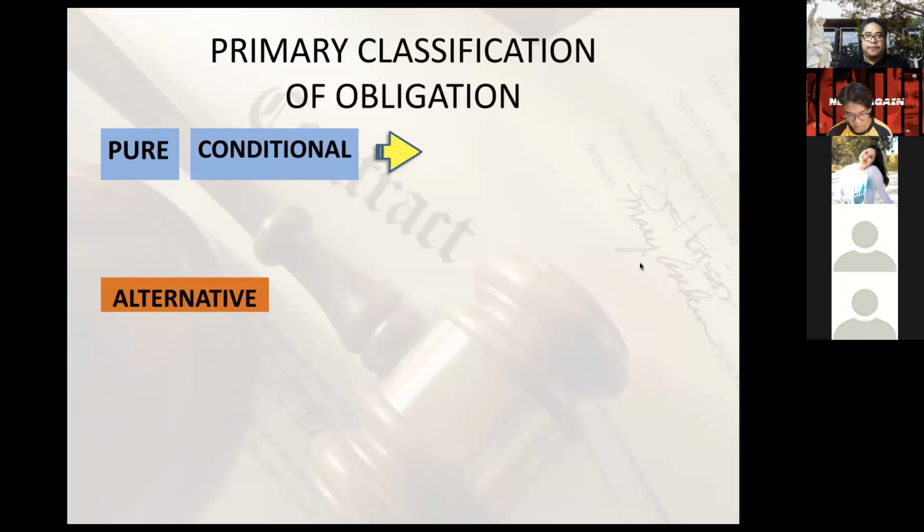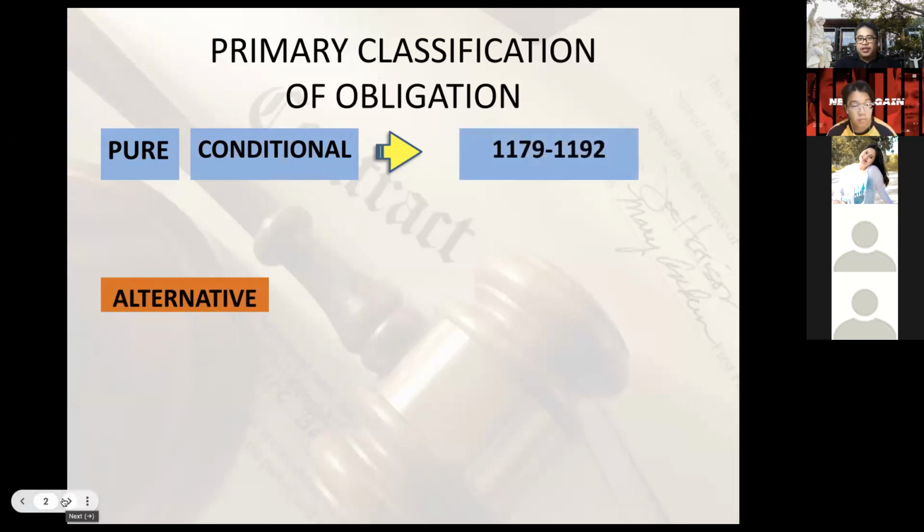May 15 minutes pa. So, when we were trying to classify beforehand obligations, please take note, we're gonna jump into pure and conditional obligation actually now. All the provisions there are found in Article 1179 to 1192. Pure and conditional obligations. May conditions, may ara man, pure ang klase nga obligation. You just need to identify them.